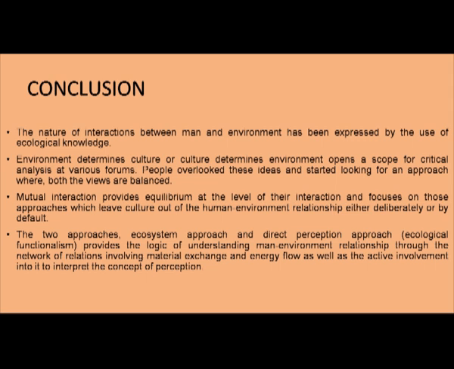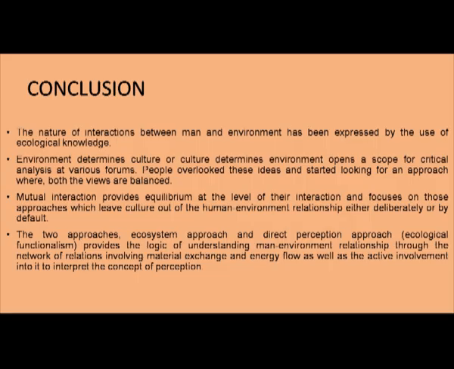People overlooked these ideas and started looking for an approach where both the views are balanced. So mutual interactions provide equilibrium at the level of their interaction and focus on those approaches which leave culture out of human-environment relationship either deliberately or by default. So the two approaches we talk about today, the ecosystem approach and the direct perception approach, or what we call ecological functionalism, provide a logic of understanding man-environment relationship through the network of relations involving material actions and energy flow, as well as the active involvement into it and to interpret the concept of perception.